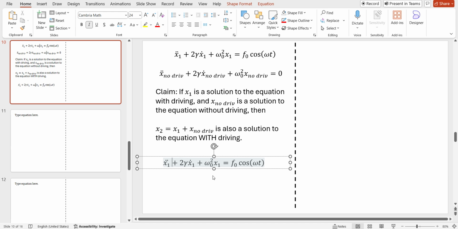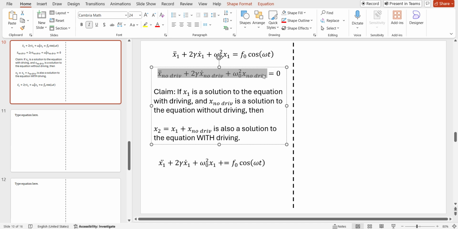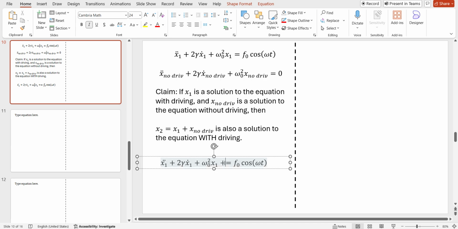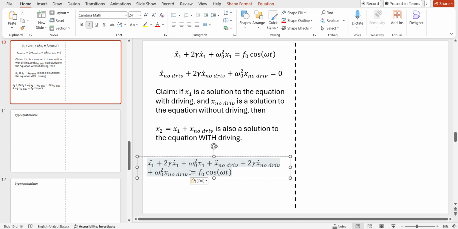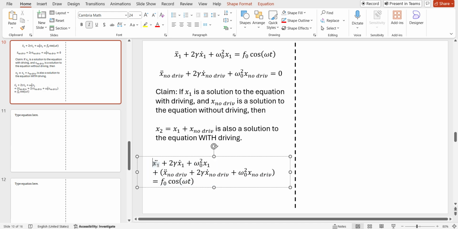Okay. We're going to get this plus this. That's what happens when you plug in x2 into this equation up here. Okay. And put these in parentheses.